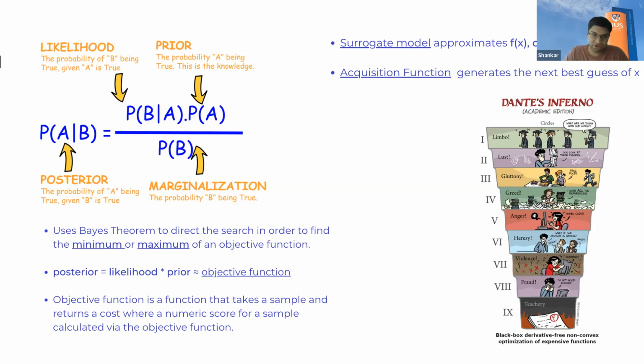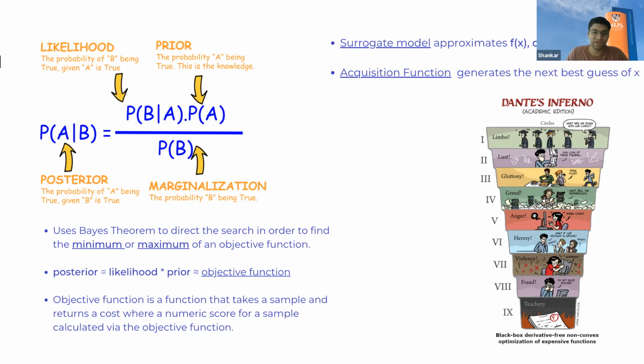And the reverse conditional probability, which is at the top, P(B given A), is referred to as a likelihood. And the marginal probability is referred to as the prior probability. For example, the posterior represents everything we know about the objective function. It is an approximation of the objective function and can be used to estimate the cost of different samples that we may want to evaluate.